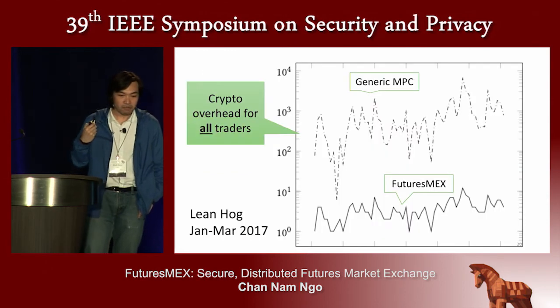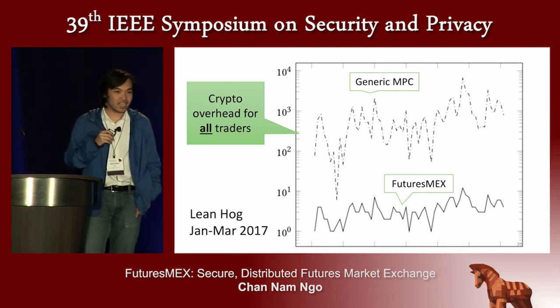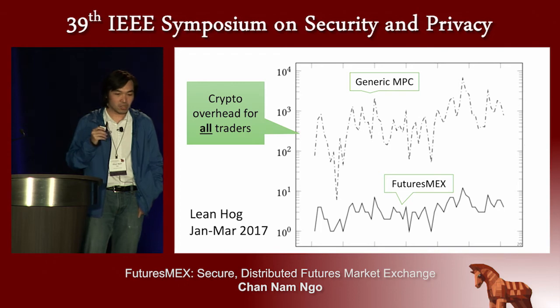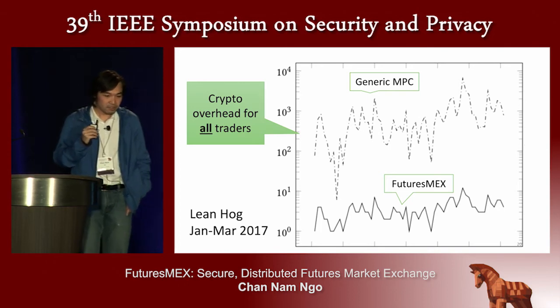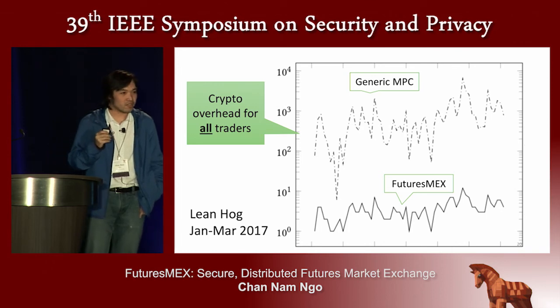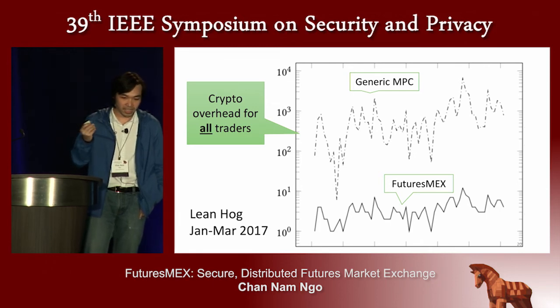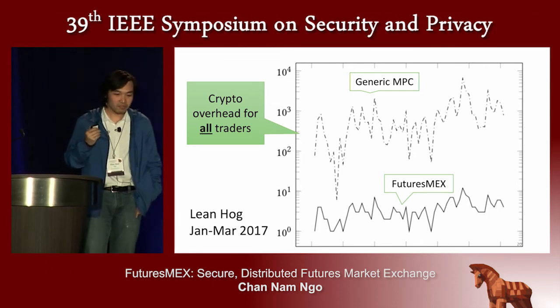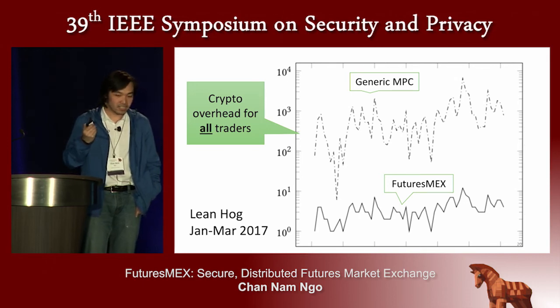Our final evaluation showed that the crypto overhead, in this case for all traders, for the generic MPC is also orders of magnitude higher compared to our solution. And we can fit most of the trading days of LeanHog into 1 or 2 computation days. And if we use other optimization techniques, we can already offset this overhead.